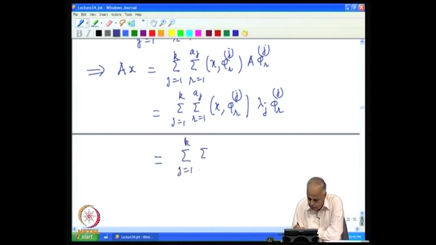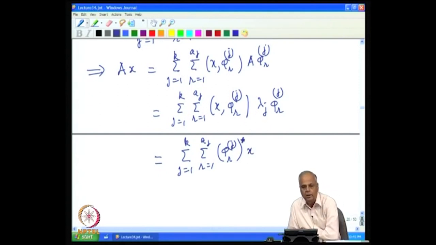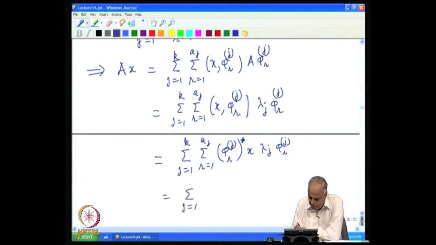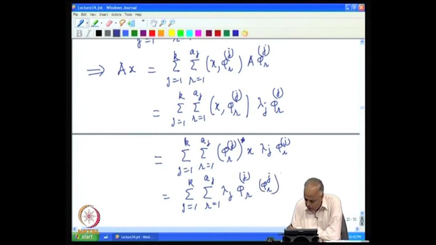If you recollect, we can write the inner product of two vectors x, y as y star x. So, this is the same as phi_r^j star x. The inner product is written in terms of the matrix product, but now it is a conjugate. So, phi_r^j star x and then a lambda_j and then phi_r^j. We can rewrite this as summation j equal to 1 to k, summation r equal to 1 to a_j, lambda_j phi_r^j phi_r^j star x.